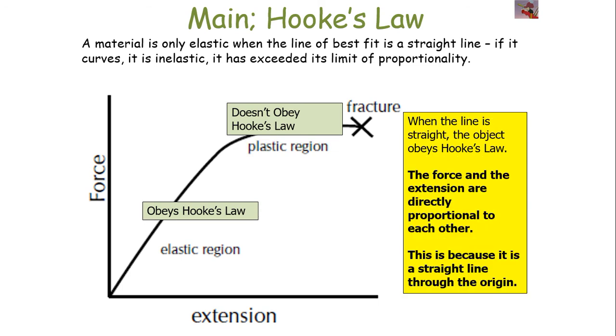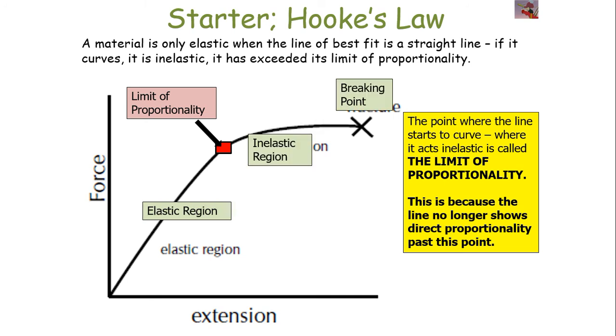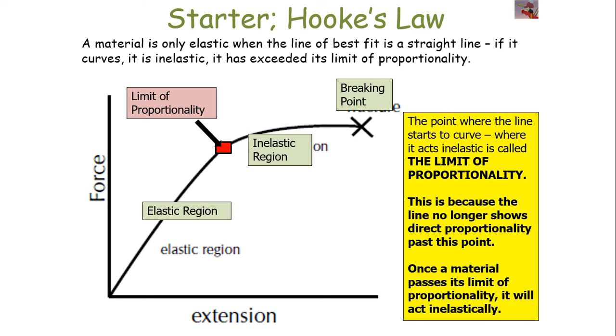When it's a straight line through the origin, that shows us that it's obeying Hooke's law and that force and extension are directly proportional to each other. The point where the line starts to curve is where it acts inelastically and is called the limit of proportionality, because there is no more direct proportionality shown beyond that point. So you've got the elastic region, the inelastic region, and then the breaking point. Once the material passes its limit of proportionality, it's inelastic and will stay deformed once that force is removed.